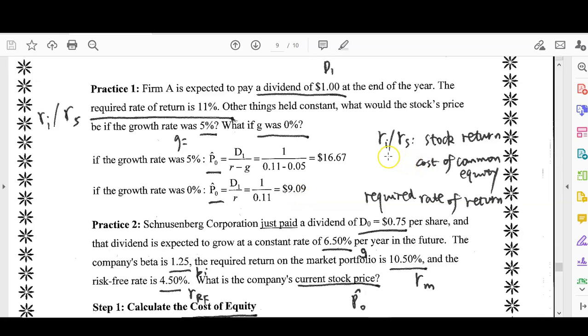Again, this RS here is the stock return. From the investor's perspective, this is our stock return. From the firm's perspective, this is their cost of common equity. When they issue stocks to us, this is their cost, and it's our return. It is also called the required rate of return for the investors because we're undertaking certain risk by buying the stock.